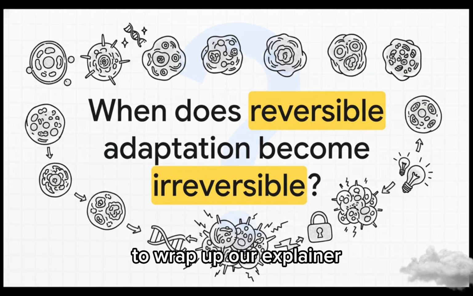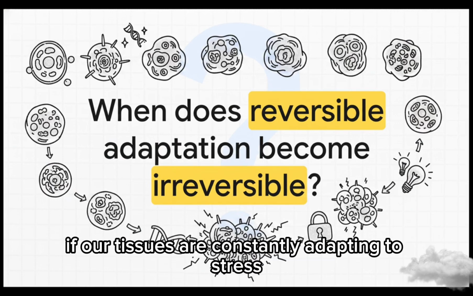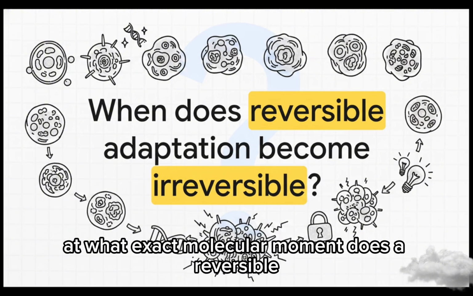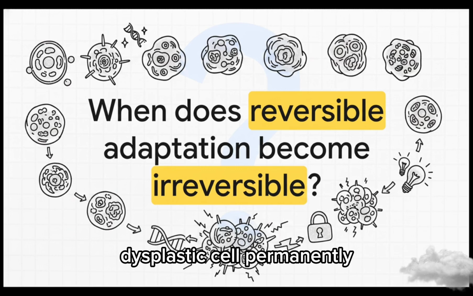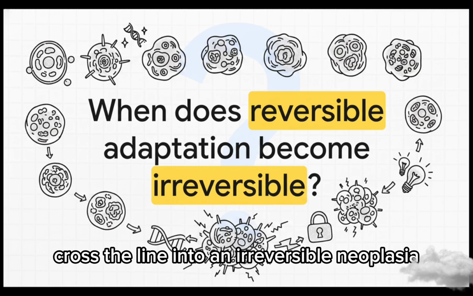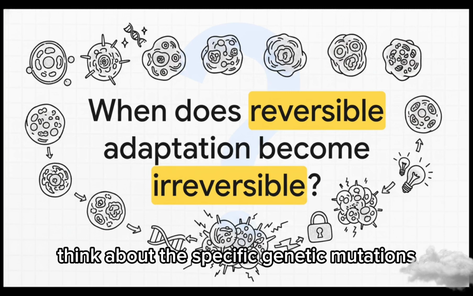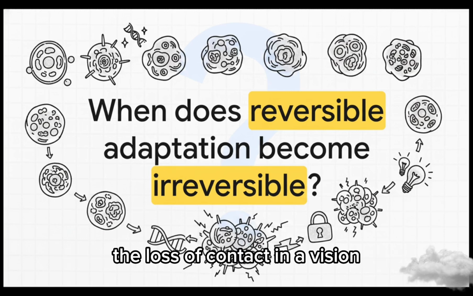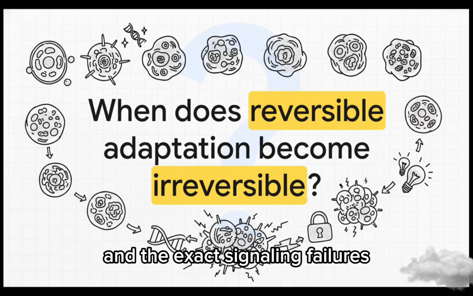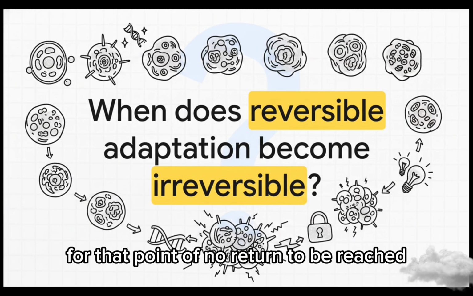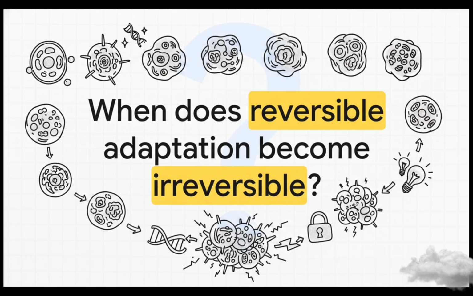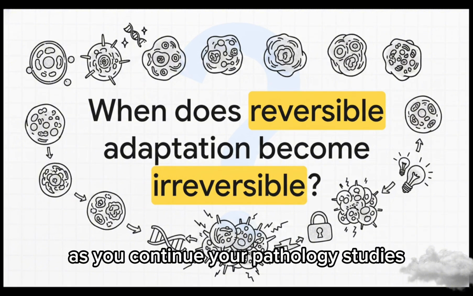To wrap up our explainer, I'll leave you with this thought to spark your curiosity. If our tissues are constantly adapting to stress, at what exact molecular moment does a reversible dysplastic cell permanently cross the line into an irreversible neoplasia? Think about the specific genetic mutations, the loss of contact inhibition, and the exact signaling failures that must happen under the hood for that point of no return to be reached. Keep that in the back of your mind as you continue your pathology studies.